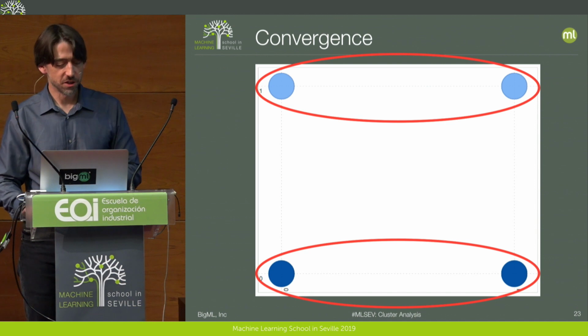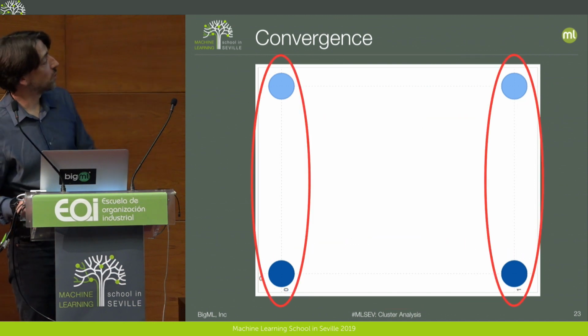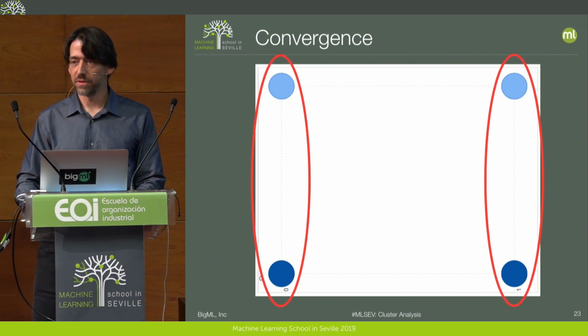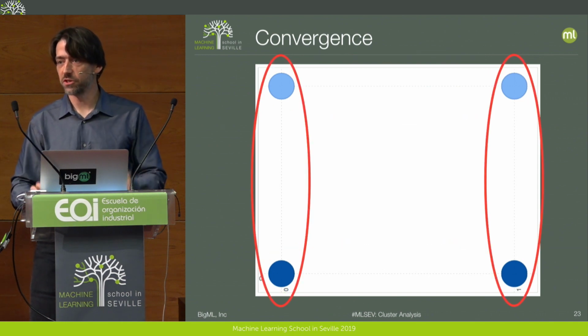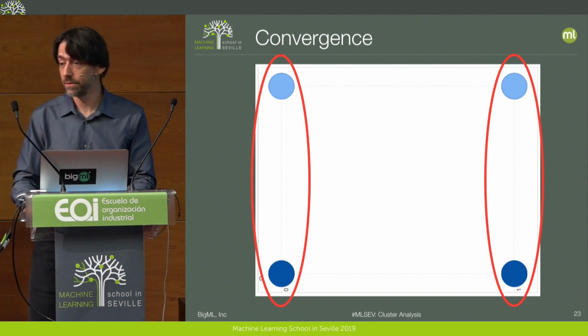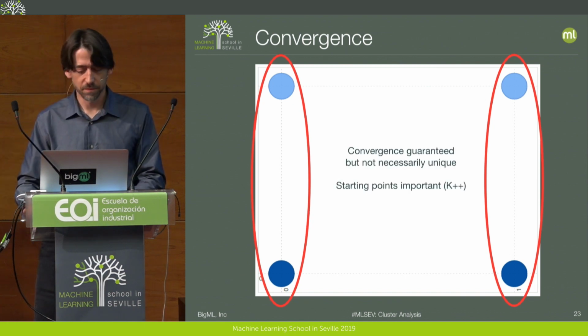K-means does converge. If you're grouping these 4 dots, you're not sure which group you're going to get. You'll get that one or that one, but it's going to find one of them. It's not just going to labor around trying to decide. It's going to say that's the group and stop. So it works pretty well.